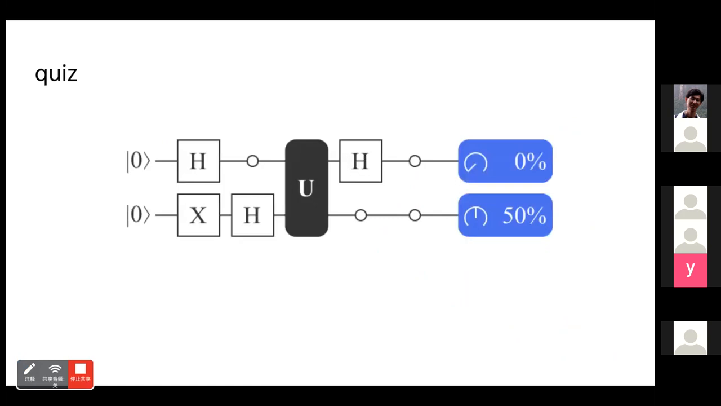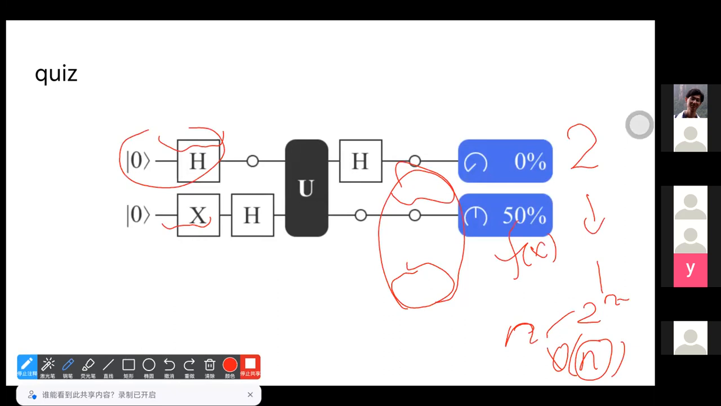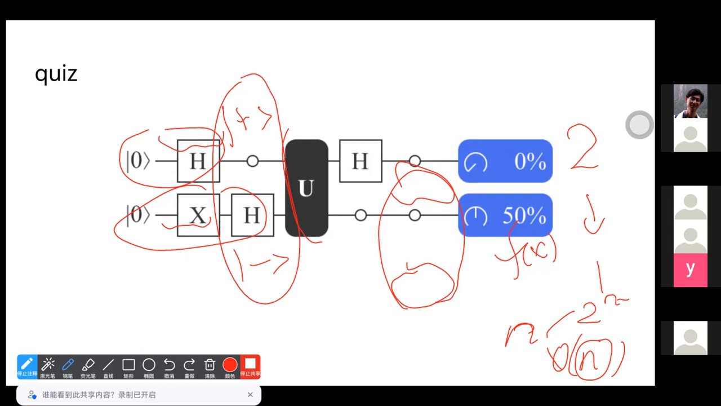Here is how they find it. After you apply this formula, you can see this will transform zero to plus, and this will transform zero to minus. So it will prepare the input. After this black box fx, you will get either plus or minus. Then just add another H gate and transform it back. If it is plus, it will go to zero. If it is minus, it will go to one. So in this measurement, if you find this is zero, that means you will output plus.